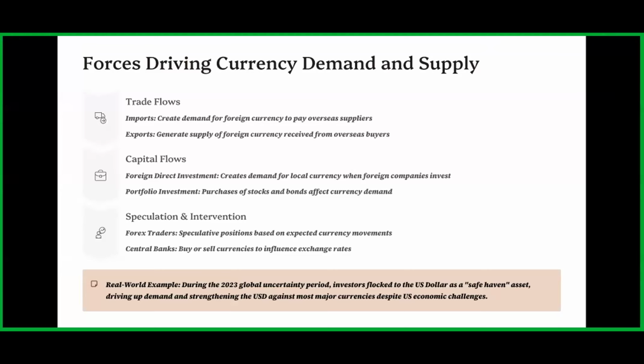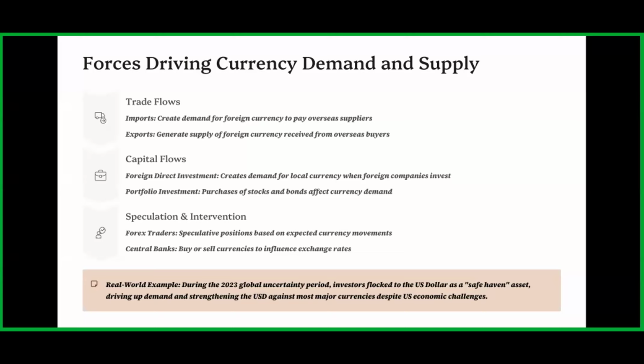Whenever we want to import something, whenever we want to import oil, energy, some technology, some advanced cars, such types of goods and services, we have to make the payments in the foreign currency. So whenever a country imports something, that import creates the demand for the foreign currency, because we have to make the payments to the suppliers.